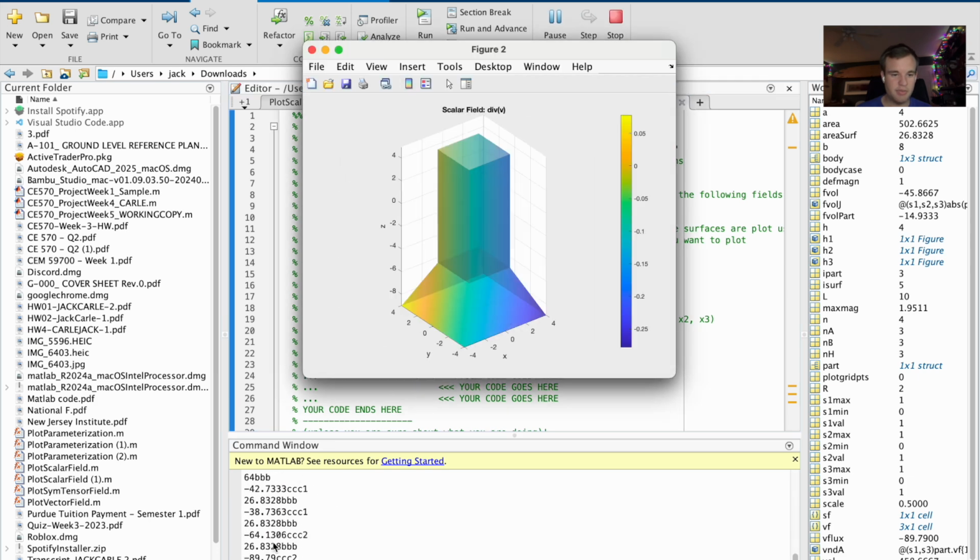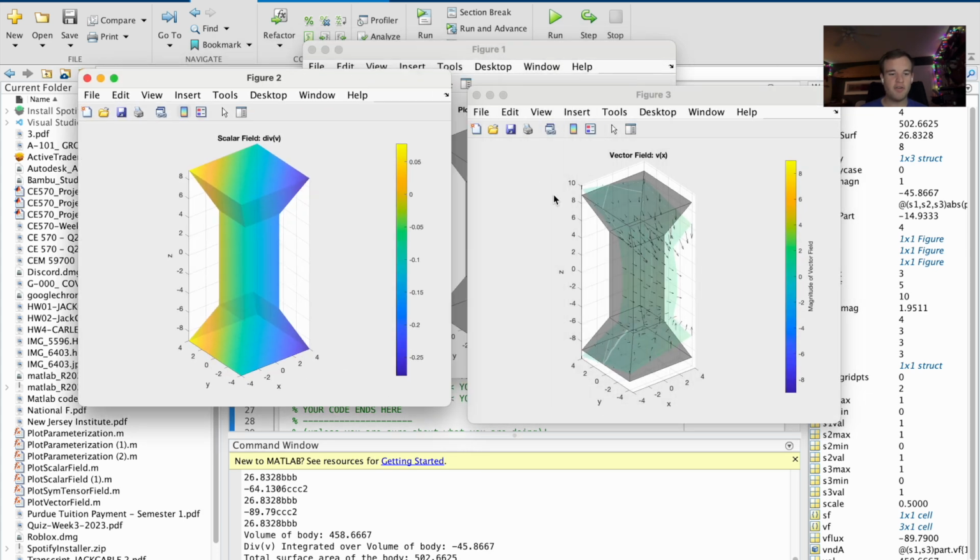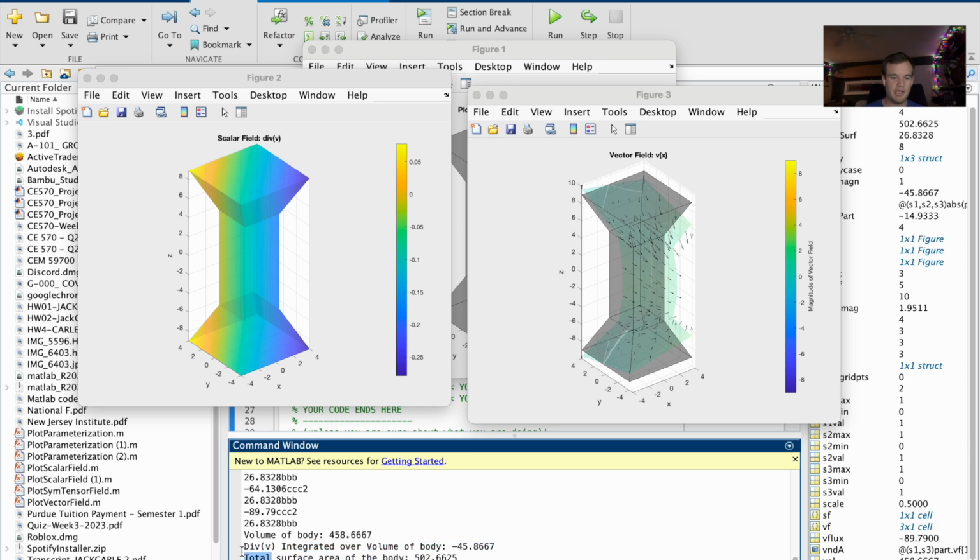I added a lot of debugging code down here because I was having trouble with the n1, 2, 3 vectors, and that's how I was able to figure out where things were going wrong. I could see that the volume was right, and that at first the div v integrated over volume was right for my hand calcs, but this was wrong. So I was able to figure it out by these little debuggers as I went along. All right, thank you.